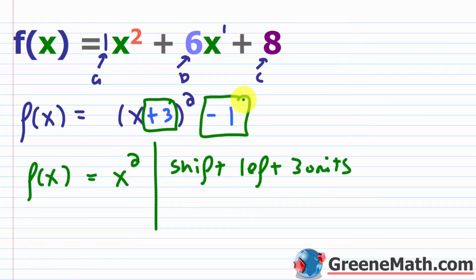And then this right here is happening outside the function. So this is your vertical shift, okay? And that's straightforward. If you have minus 1, I'm just shifting down by 1 unit.